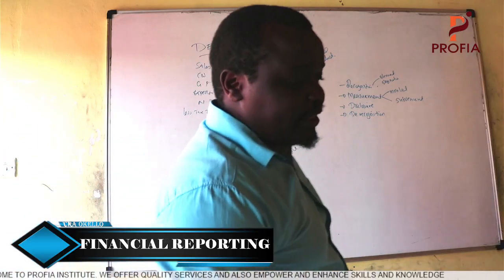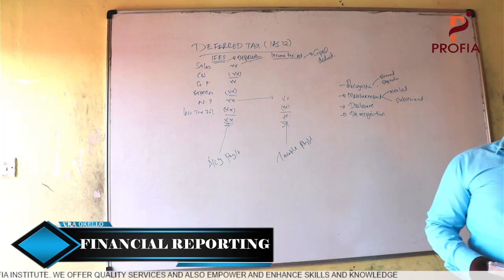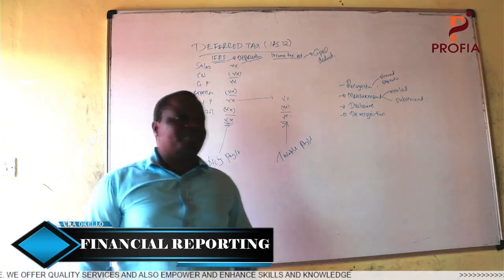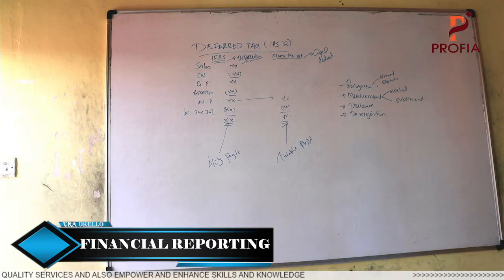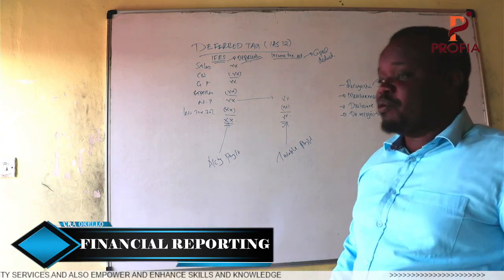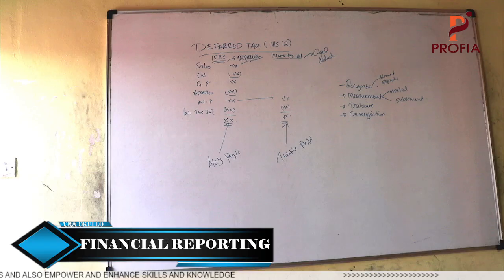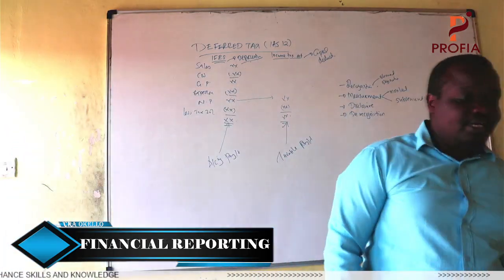Taxable profit is profits determined in accordance with the rules provided by the income tax authority. I think that is what I had explained.